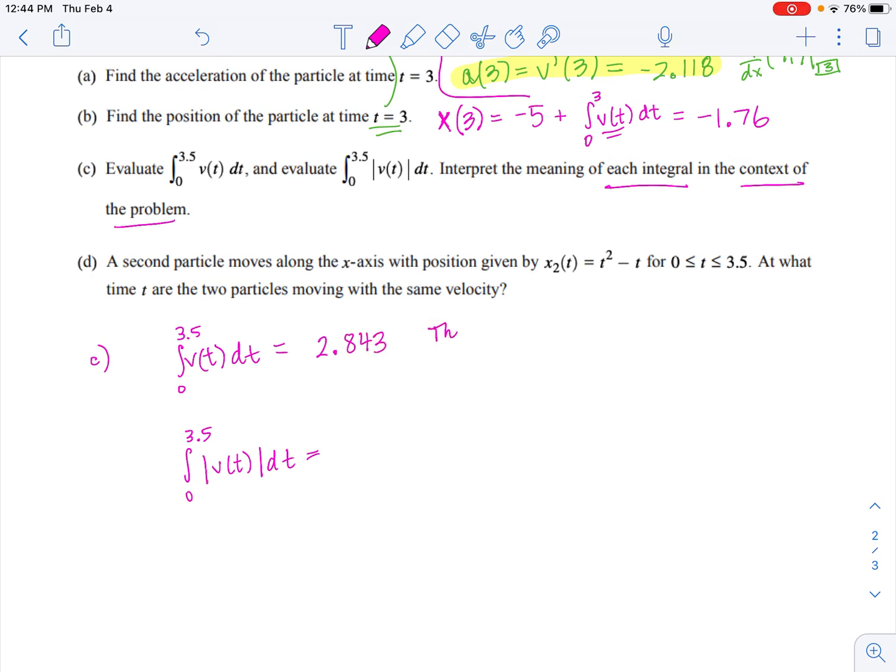Okay, and we would say, all we have to state is this is the displacement of the particle. And then we have to cite the limits, right? Over t equals 0 to t equals 3.5. Okay, so that is giving context, right? We're talking about how far it is from where it started.